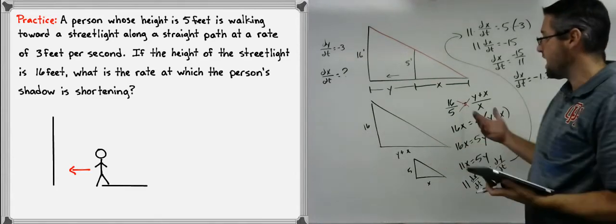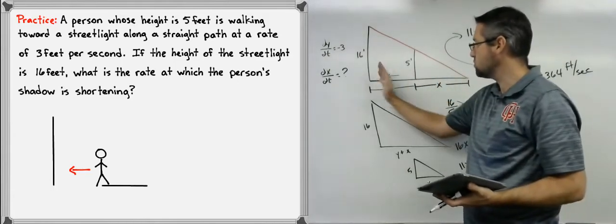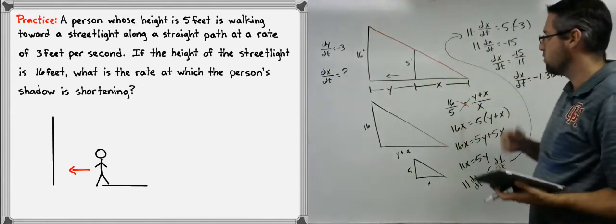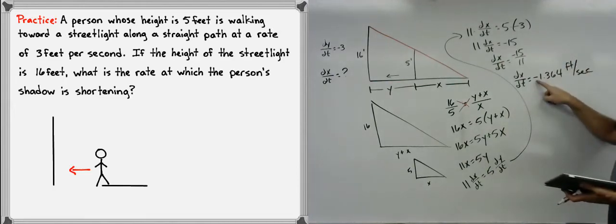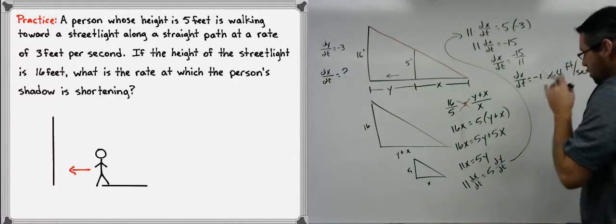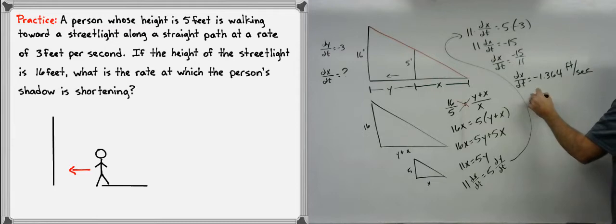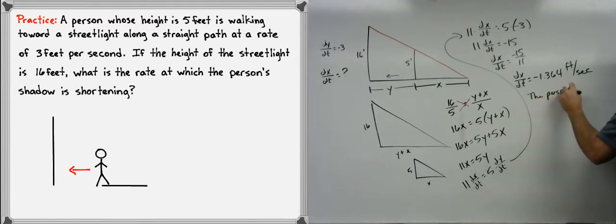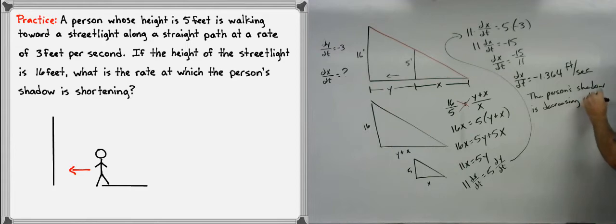And does it make sense? Well, yeah, because she's walking towards the street light. Her shadow length is going to be decreasing. So we see a negative rate. Now I'm going to go ahead and write the final sentence here in our interpretations because it's kind of important. We would say the person's shadow is decreasing at a rate of 1.364 feet per second. That is my final answer there.